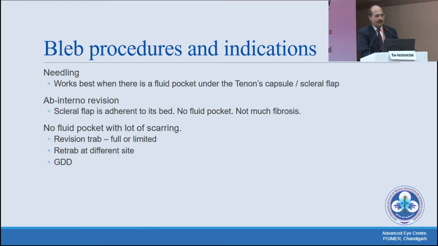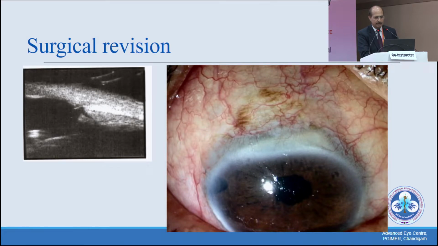But sometimes, if there's no fluid pocket and the scleral flap which was dissected is really stuck to its bed, and there's fibrosis there, external needling actually doesn't work, and the internal procedure becomes very difficult to execute because there's a lot of fibrosis. So in that situation, you might have to open that area and do the surgery. Something like this, when there's a lot of scarring, and as you can see, the eye has been operated, but the flap is completely closed, and there's no fluid pocket under the flap or above the flap.